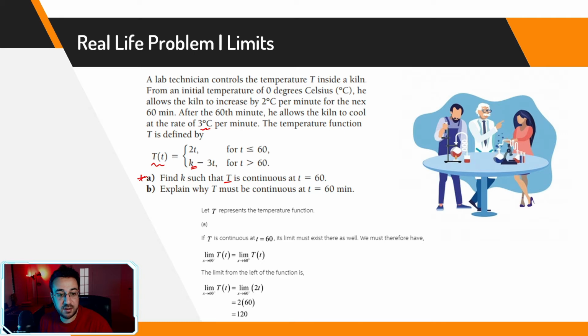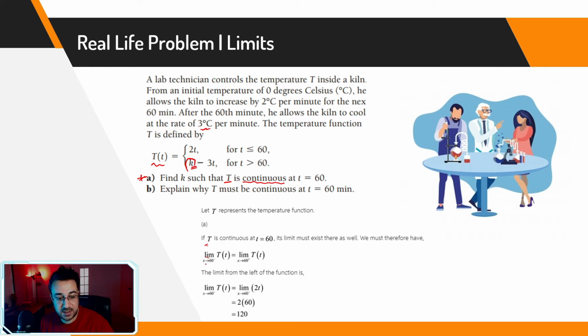Find the factor k in this case, such that T is continuous at the time equals 60. Now what we can do here, continuity is related to limits. You need mainly to test if the limit here is continuous. As you remember, by the rules of continuity, the limit of that variable from the left should equal the limit from the right. So we can use that piece of information to find the variable k in this case. Let's move forward. So we say T is continuous at time equals 60. So the limit should exist there as well.